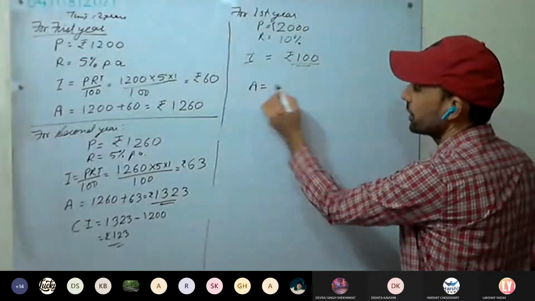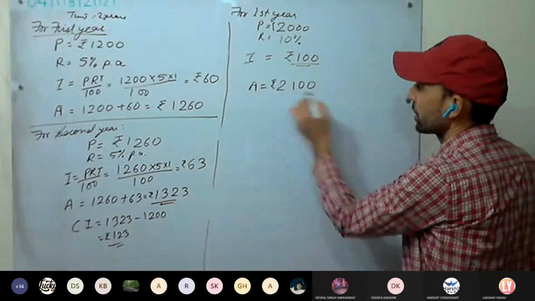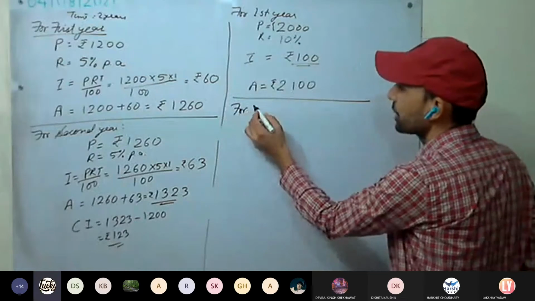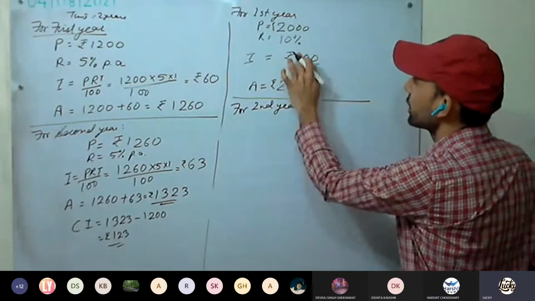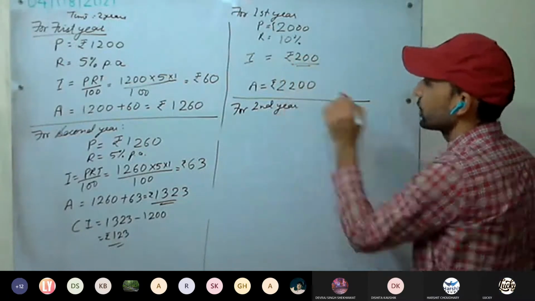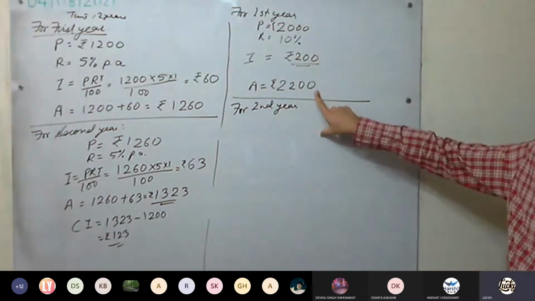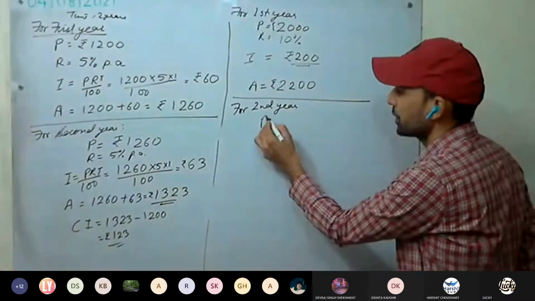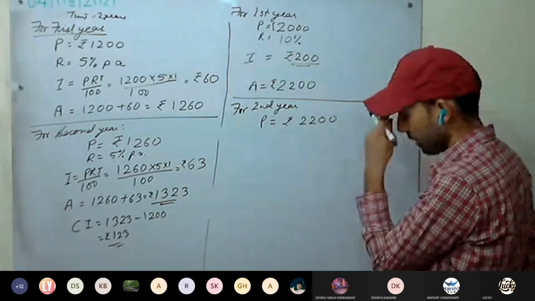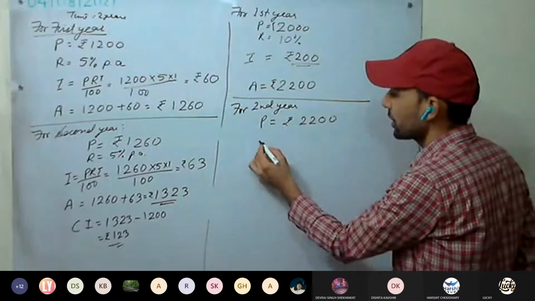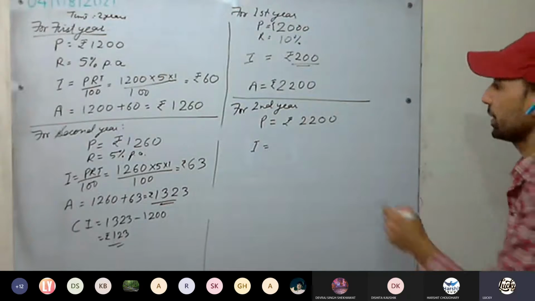Okay. Now amount is 2,200 rupees. Calculate for the second year, everyone. Okay. So interest is 200 rupees. Amount becomes 2,200. Second year principal will be how much? 2,200. Okay. Calculate the interest. PRT you put and calculate interest. 220 will be the interest.